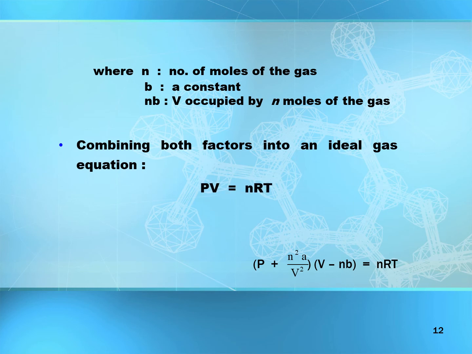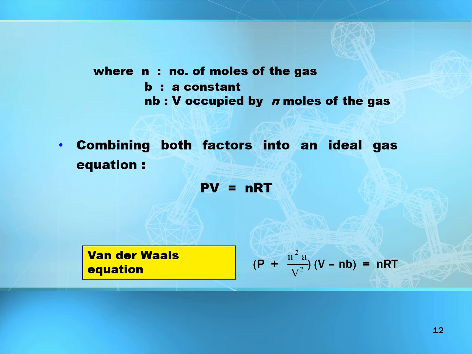Combining both factors into the ideal gas equation, PV equals nRT, the van der Waals equation right now will become P plus n squared a divided by volume squared, multiplied by volume minus nb, equals nRT.